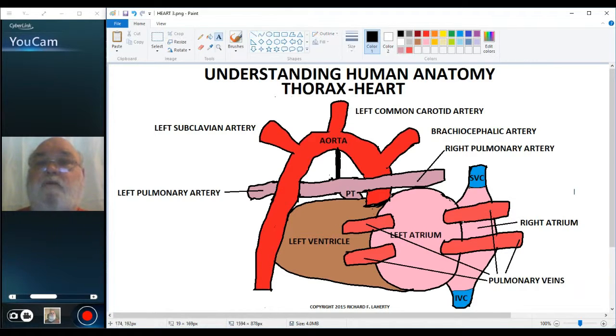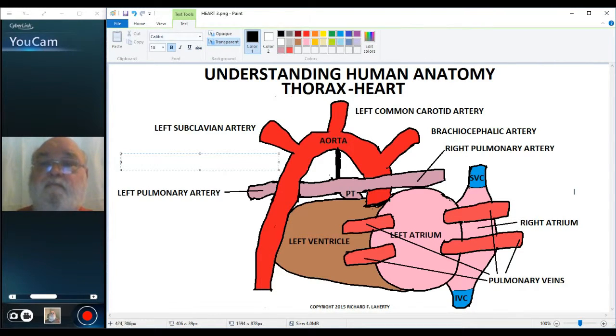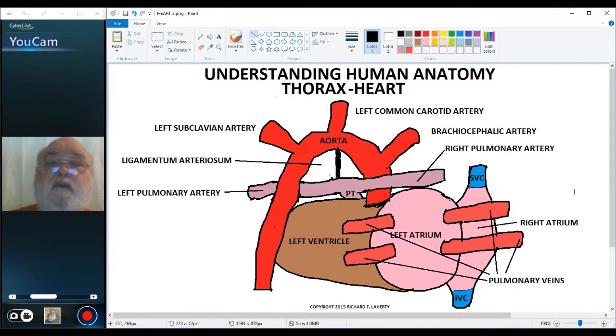And the last structure I need to label is the Ligamentum Arteriosum. And that, as I mentioned earlier, is a ligamentous structure running between the arch of the aorta and the pulmonary trunk, and it is a remnant of a vessel, the ductus arteriosus, that is open in the fetus, but after birth it closes off and becomes this ligament. In the next slide, we're going to look at the posterior inferior view of the heart.